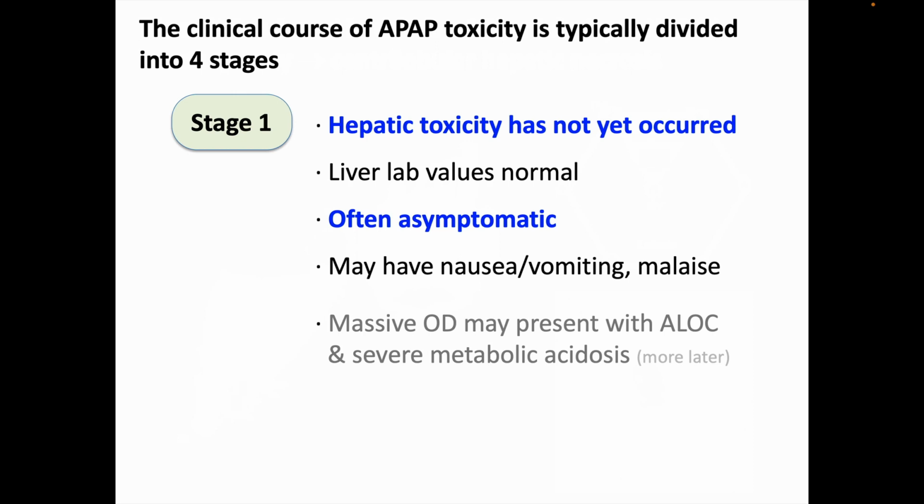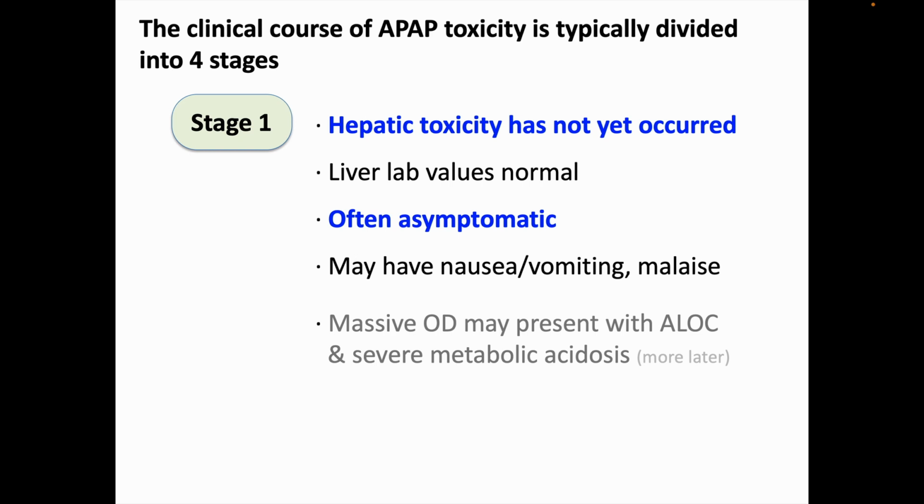Clinically, acetaminophen toxicity can be divided into 4 stages. Stage 1 occurs right after ingestion. In this stage, hepatic toxicity has not yet occurred because it takes time for APAP to be metabolized into NAPQI. If you check liver labs, they'll be normal. Many patients are completely asymptomatic in stage 1, and you wouldn't suspect anything unless they told you they had overdosed or you happened to order a serum acetaminophen level.